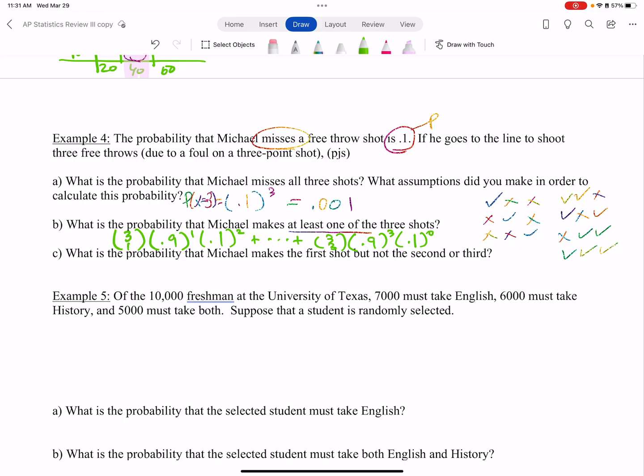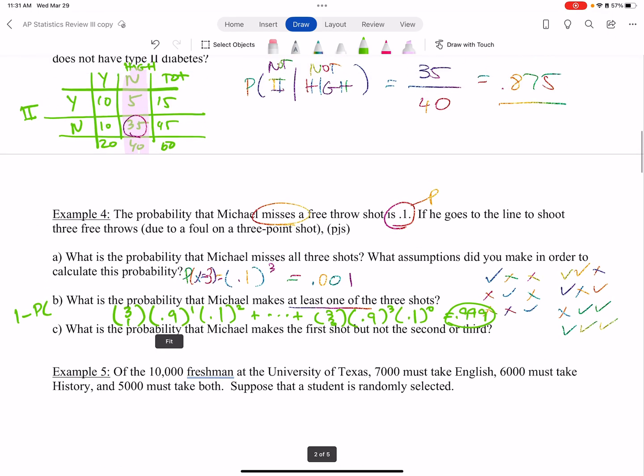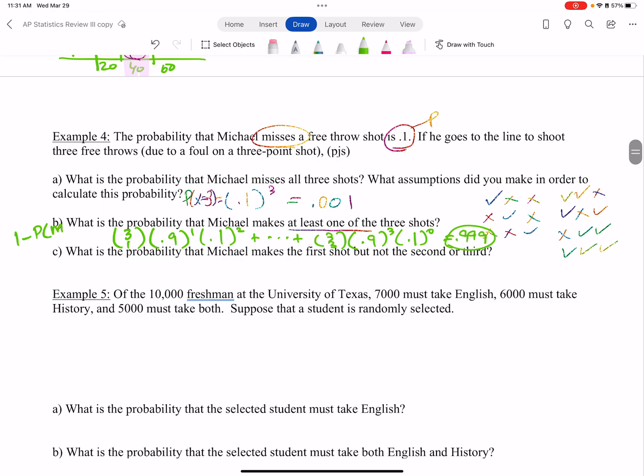If you're doing it in MC, you could just put it directly into your binomial formula, and you would actually get 0.999. By the way, you can see at least one of the three shots is 1 minus, so you could have done it a little simpler as well, by saying 1 minus the probability of missing all of them, which is this here, and that's where I get the same one here.